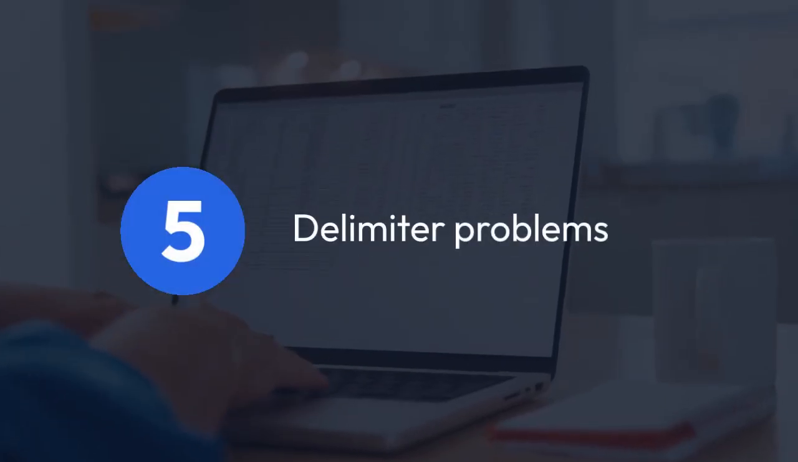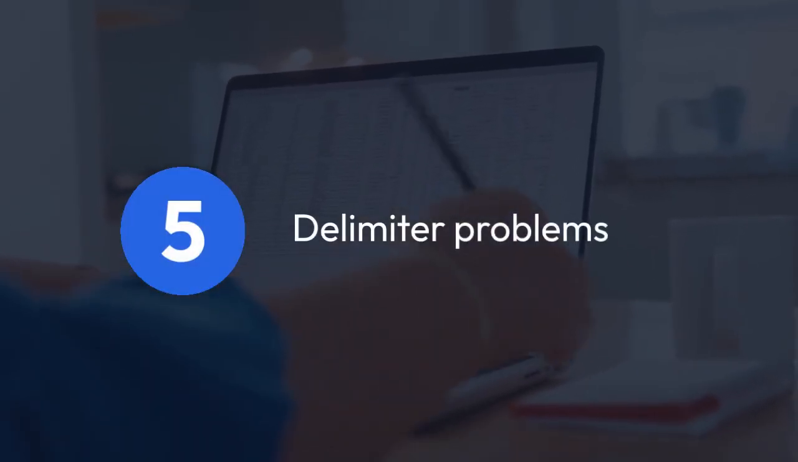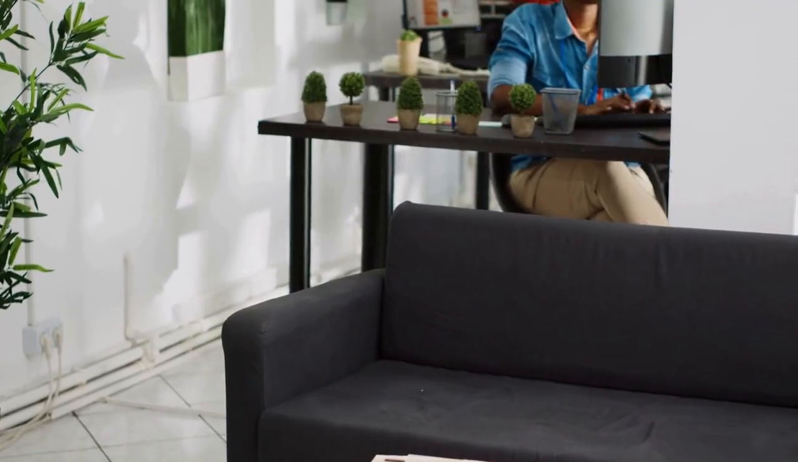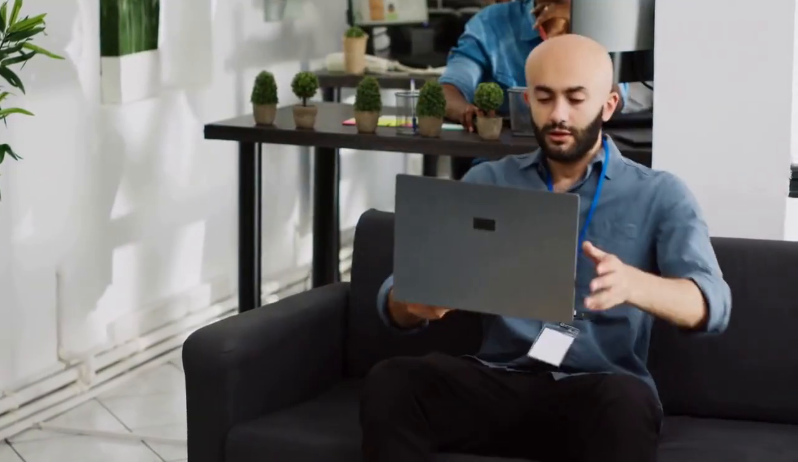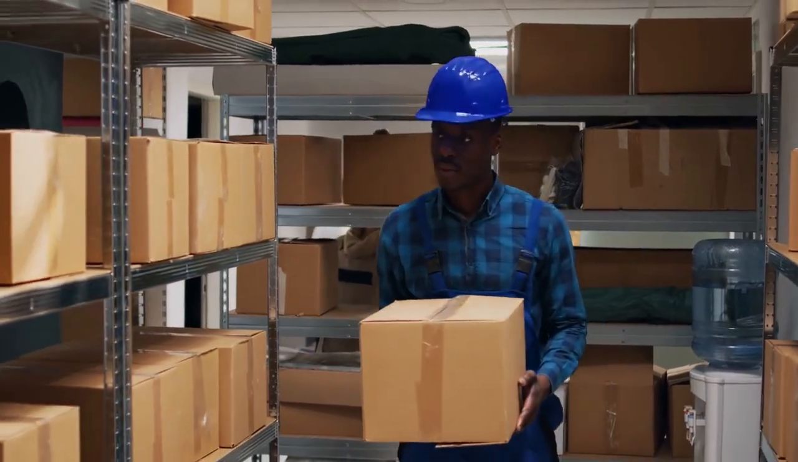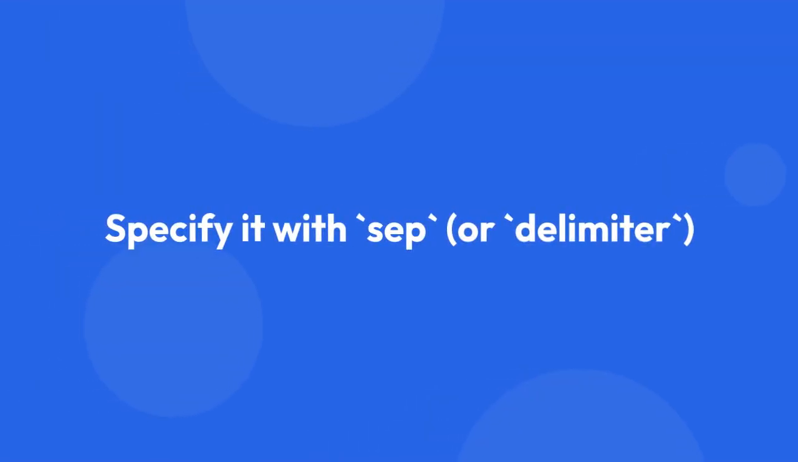5. Delimiter problems. For CSV files, the correct delimiter must be specified. If your file uses tabs instead of commas, you'll need to set sep='\t' in your read_csv function. Similarly, if your CSV uses a different separator, such as a semicolon or pipe, you must specify it with sep or delimiter.